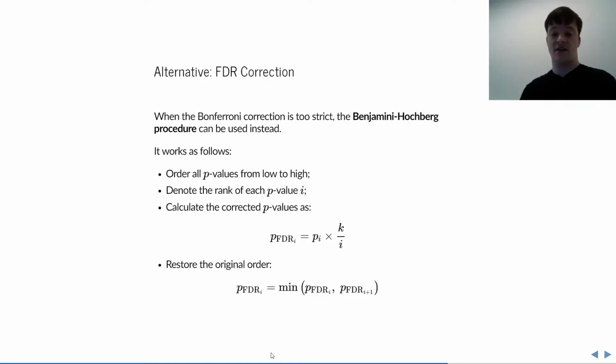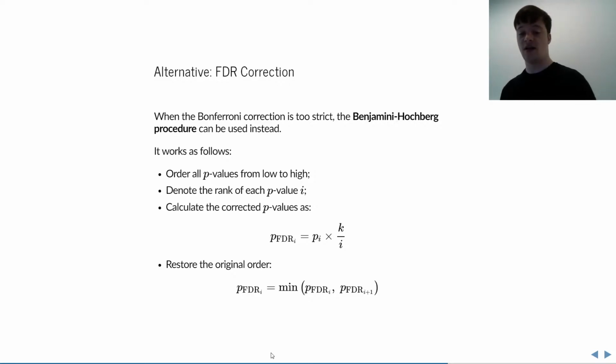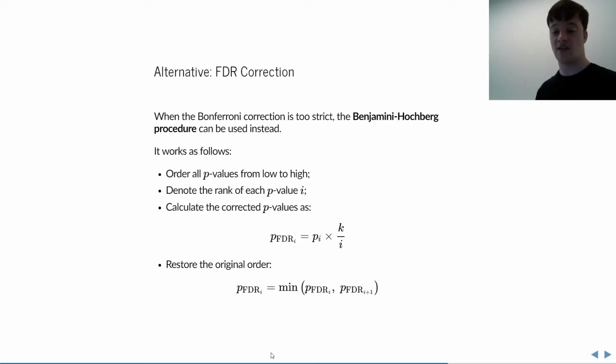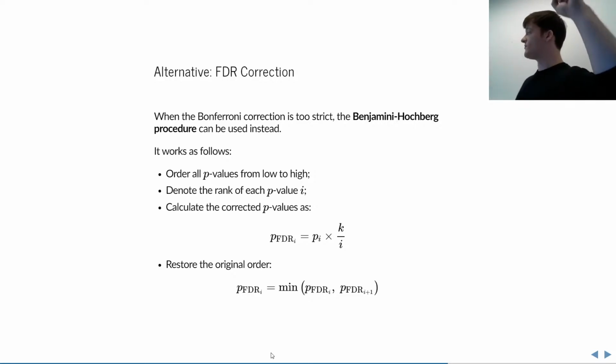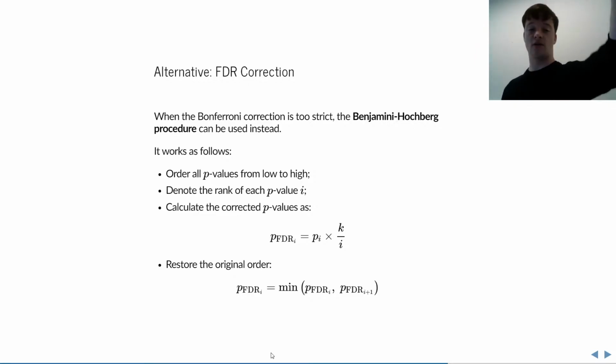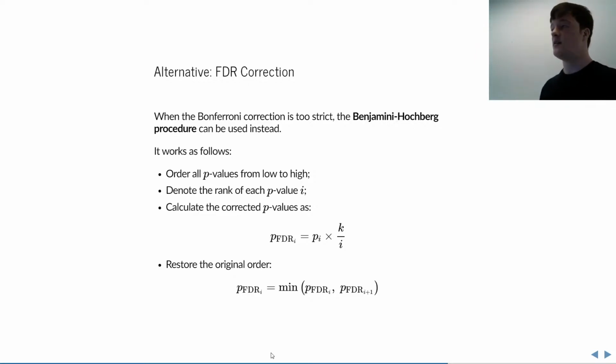The easy way to do that is called the Benjamini-Hochberg procedure, which is a type of false discovery rate correction. It's also not a very complicated correction. You order all your p-values from most significant to least significant, so from low to high, and then you write down the rank. The most significant one gets rank 1, the second most significant one gets rank 2, and the last one gets rank k, for the number of tests.